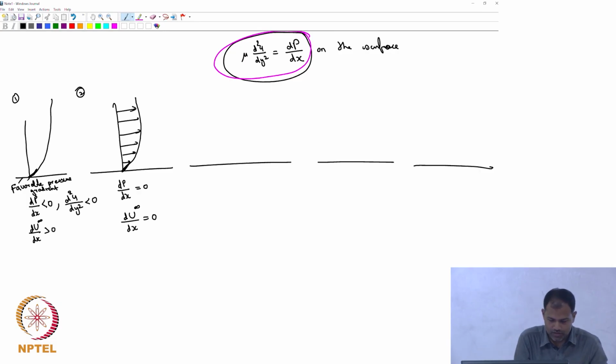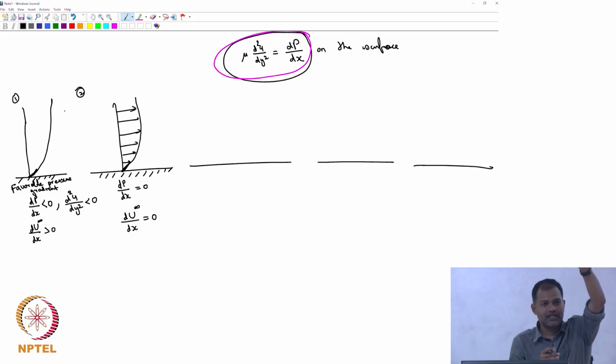This is the wall. The other is just to draw the profile. I am just drawing it from 0 distance. Yeah, because I have pressure decreasing, so velocity increasing. So this is only up to the boundary layer. Whatever I have drawn is up to the boundary layer, so delta is going to be much larger than that.